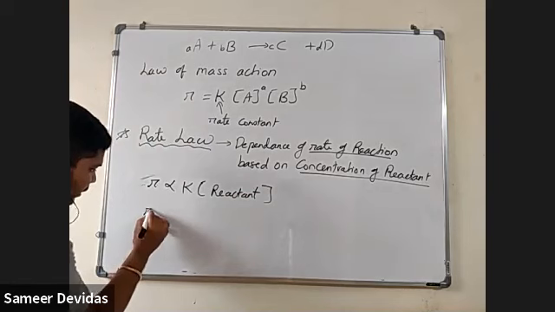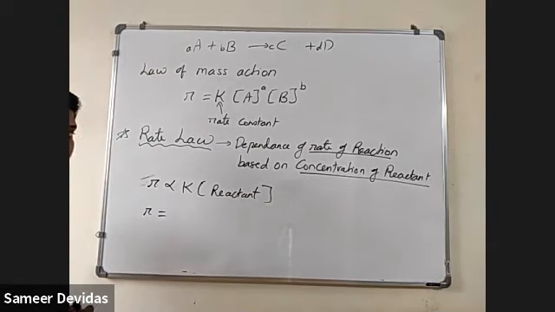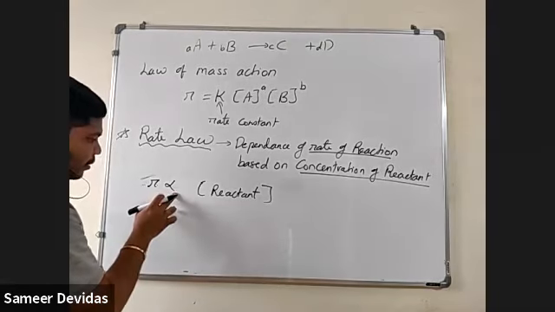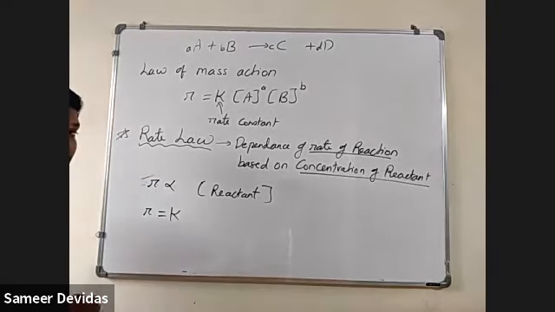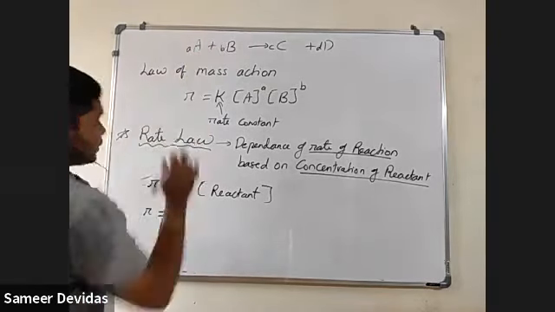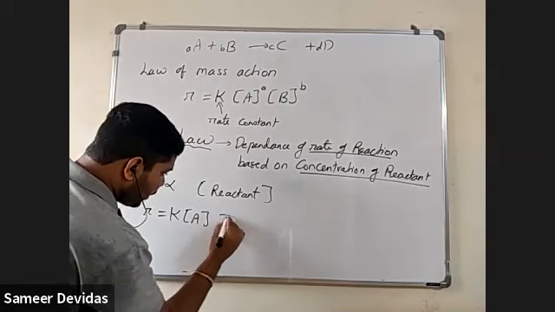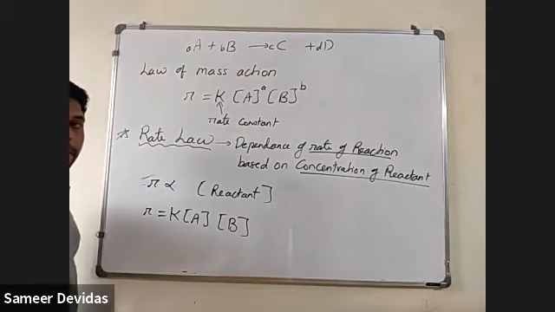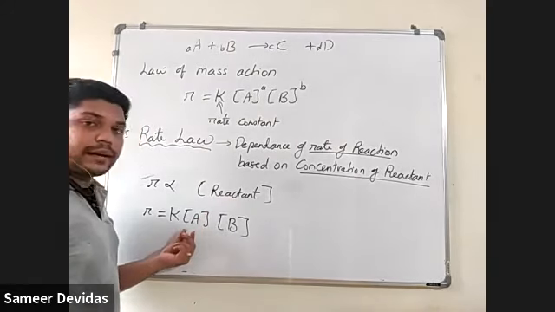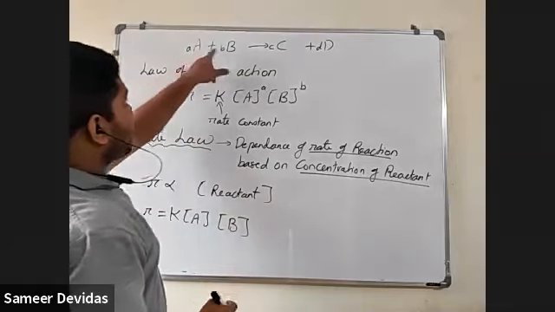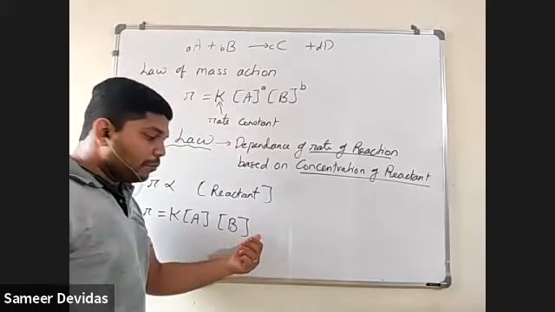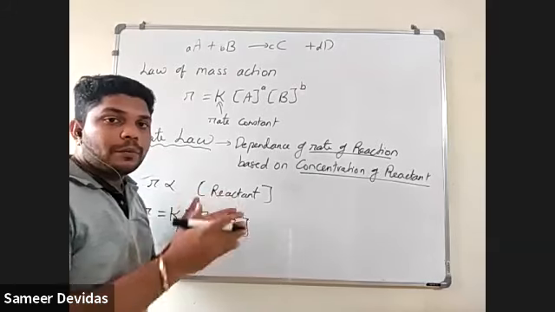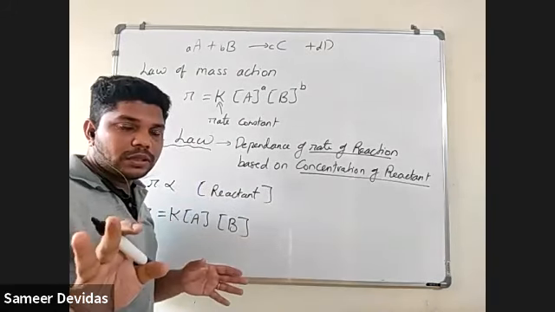This can also be written in this way. We remove the proportionality sign, so we say R is equal to K, times the concentration of the reactants, A and B, because we are talking about the concentration of the reactant. Who are the reactants? A and B. If suppose A, B plus C was there, three reactants, then you would also take the concentration of C. So it depends upon how many reactants are there. Is this clear, students?